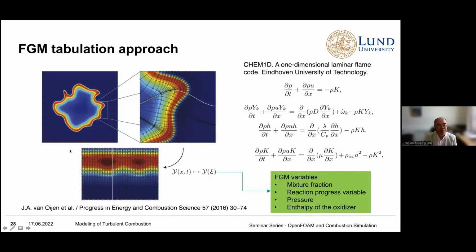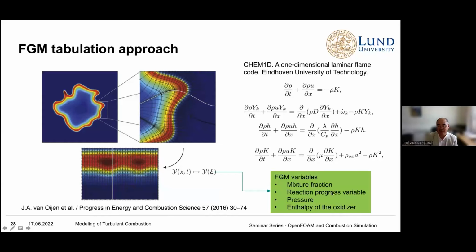But before showing the improvements, I'd like to give a very brief introduction of the FGM. So this is also like low-dimensional manifolds. So a physical space can be mapped to a manifold space. So one can tabulate the species distribution on the low-dimensional manifolds, the FGM variables. So CHEM1D or FlameMaster can be used to generate such a table.